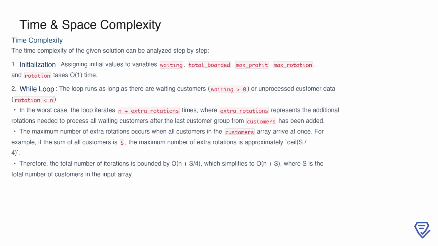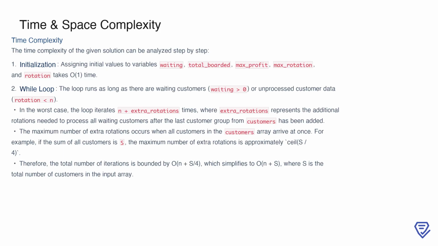First, initializing the variables like waiting, total_boarded, max_profit, max_rotation, and rotation is straightforward and takes constant time, or O(1). Now, consider the while loop, which is the core of the algorithm. This loop continues as long as there are customers still waiting to board or if we haven't processed all groups in the customers array. In the worst case, the loop may run for n plus extra_rotations iterations. Here, n represents the length of the customers array, and extra_rotations accounts for additional rotations required to board all remaining customers after processing the input.